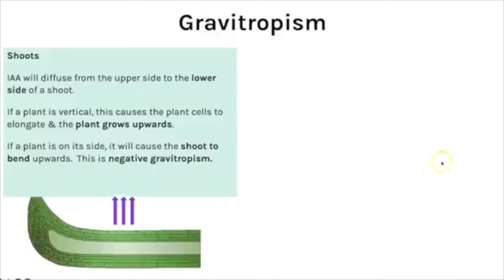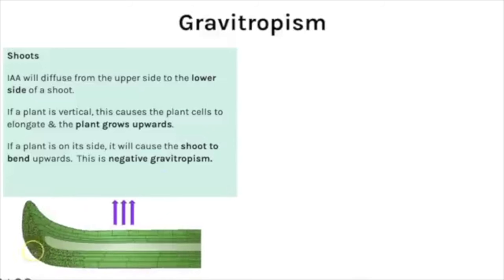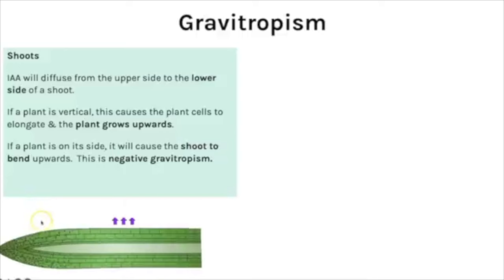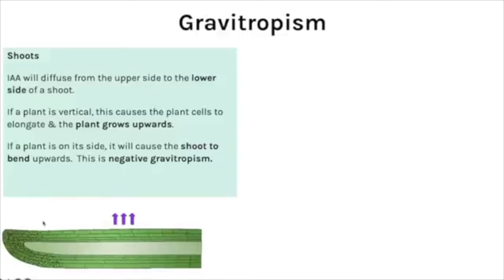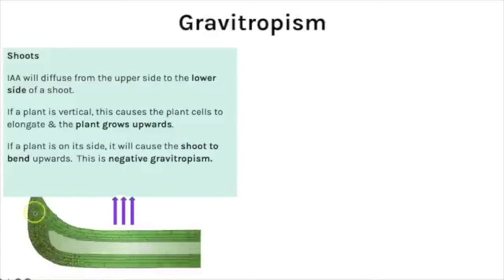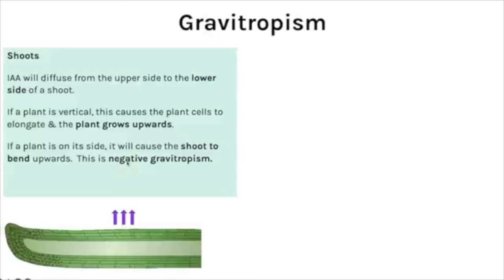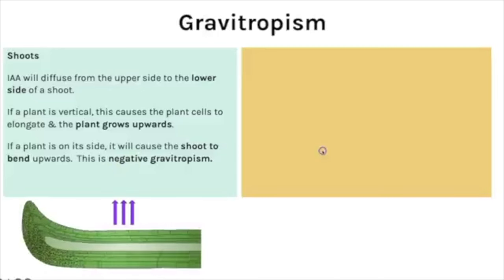Now the image we can see down here is if a shoot was on its side, and that will cause the shoot to bend upwards, and that's because the IAA diffuses down, the cells on the lower side will elongate, and that is why it's bending up. And this is against gravity, so that would be an example of a negative gravitropism.